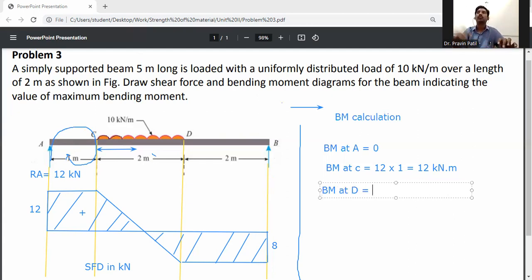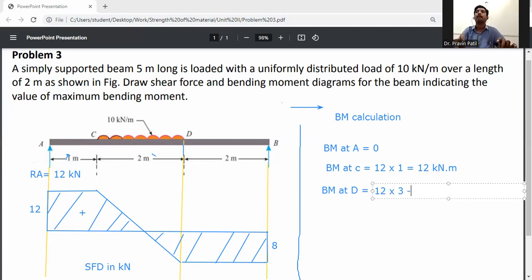Then next, BM at D. The force will be 12 into this distance, 12 into 2 plus 1, up to D. It is also rotating in the clockwise direction. So BM at D is 12 into the perpendicular distance; A to D distance is 3 meter.